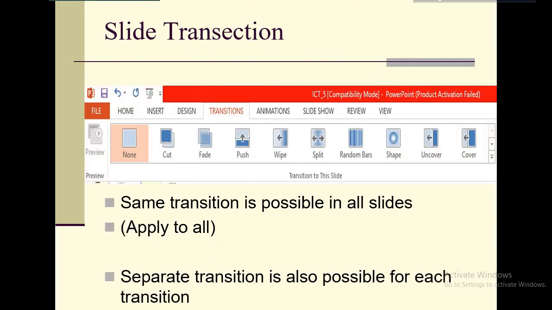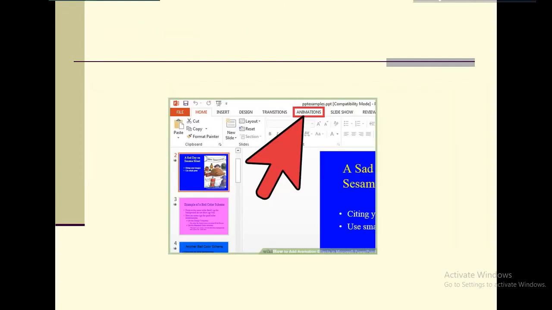Slide transition. When you are going from one slide to another slide, you can add some extra animation that will make your presentation more attractive. Slide transition by default is none, but you can change it, so the slide will change from one to another with some special effect, and you can change it here. And you can apply it for only one slide, or you can also apply it for all slides.